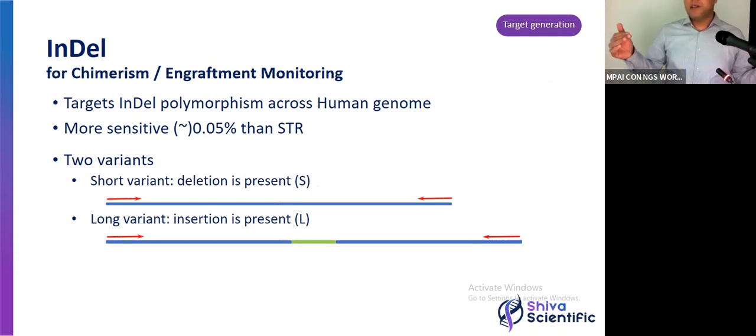We are amplifying an insertion or a deletion, so there can be a short amplicon and a long amplicon. In bioinformatics, you can easily segregate whether it is long or short, and based on that you can decide whether it's coming from the donor or from the recipient, and quantify them in different fractions.